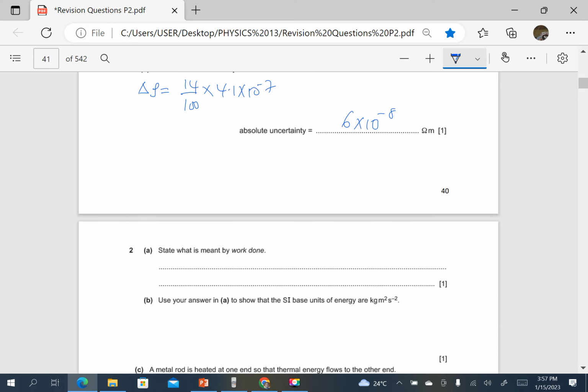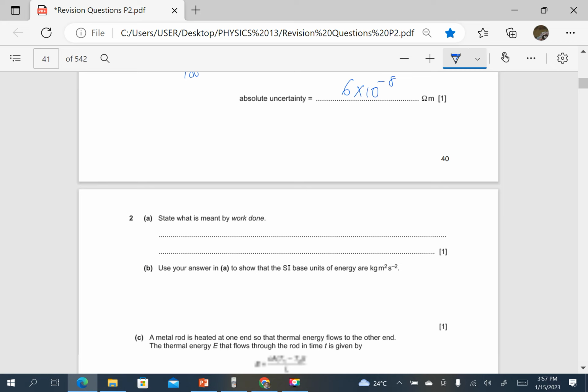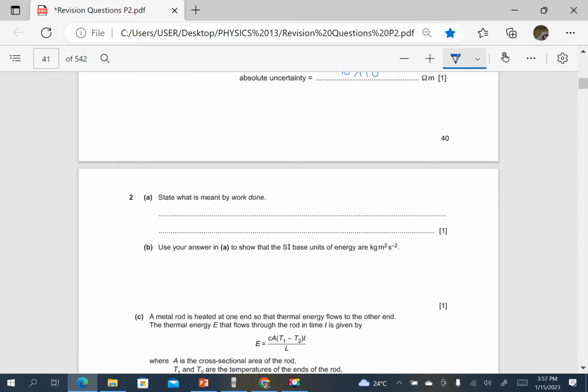Then state what is meant by work done. Of course, we know work done is force times displacement in the direction of the force. Force times displacement in the direction of force.